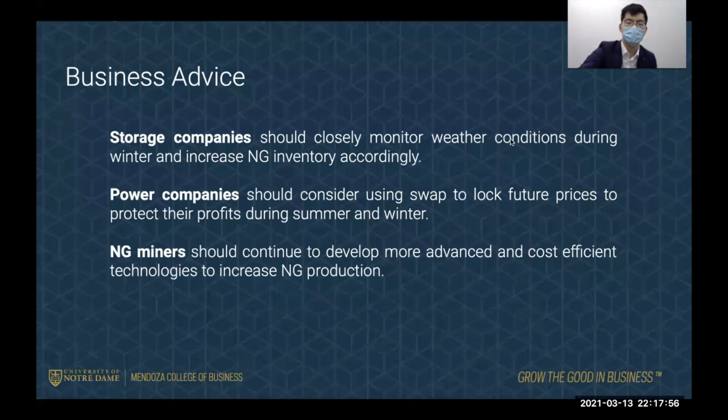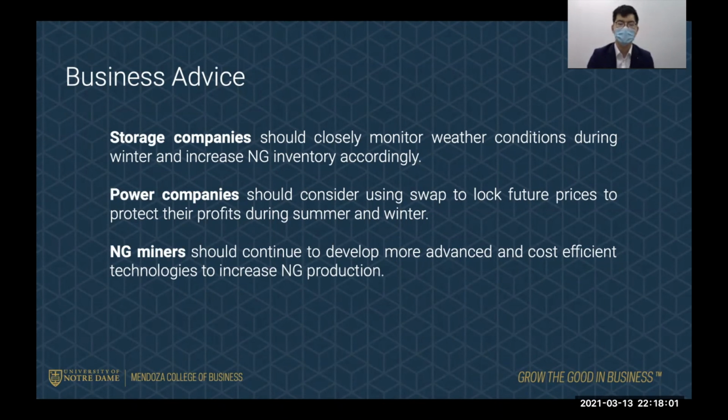And from that, we can give some advice to 3 kinds of business. First, because of the supply shortage at those peaks, storage companies should closely monitor the weather conditions and increase their inventories accordingly to avoid it. And because the shortage could cause a spike in price, power companies should consider using swaps to protect themselves from those volatile prices. And also, with increasing demand, natural gas miners should continue to develop more advanced and cost-efficient technology to increase their production.